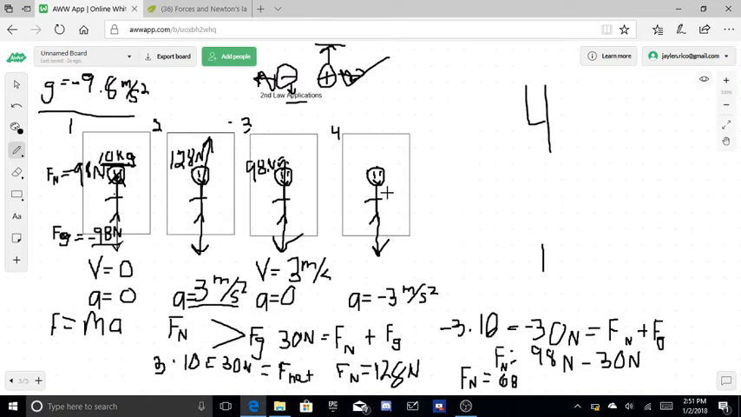And there we go. Just for reference with the other ones, 68 newtons is our normal force for stage 4. And at this point, he reaches his floor, the fourth floor. So there we go.